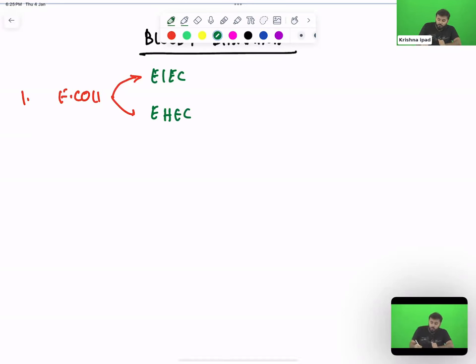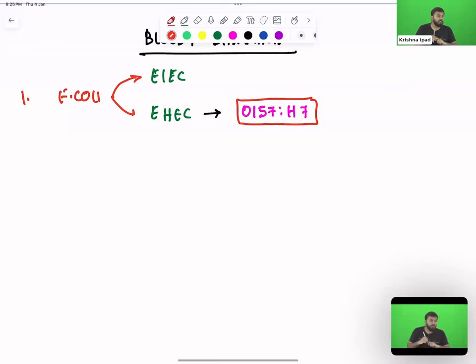Okay. Now, within this enterohemorrhagic E. coli, if you still remember yesterday's class, I told you there is a variant called O157:H7. You remember this? I told you to remember this, it is very, very important. O157:H7 is very, very, very important because this is responsible for causing HUS.